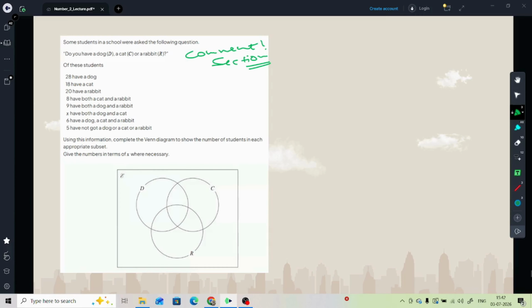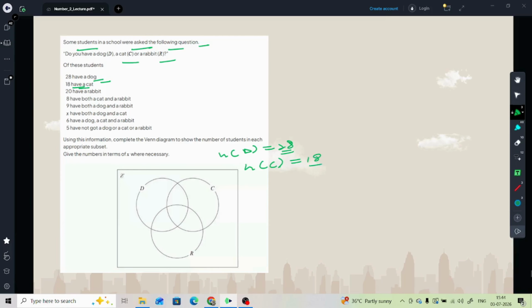Let's talk about this particular question, which says that some students in a school were asked the following question: do you have a dog, a cat, or a rabbit? 28 have a dog, so the number of elements in D is 28. 18 have a cat, so the number of elements in C will be 18. 20 have a rabbit. Always try to write like this. This will help you in future.